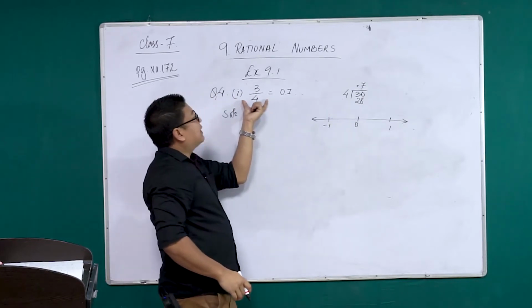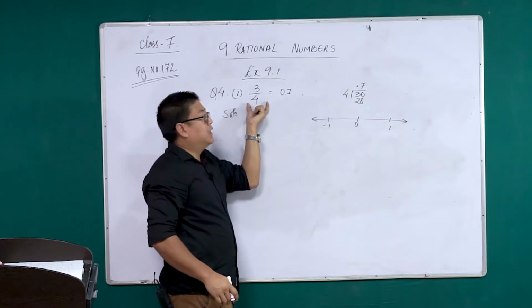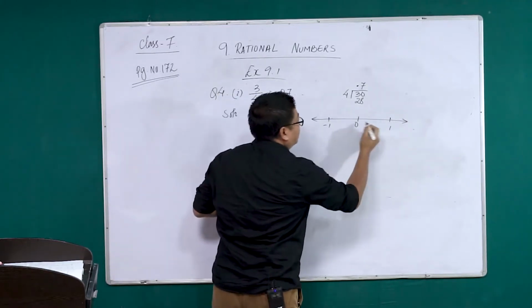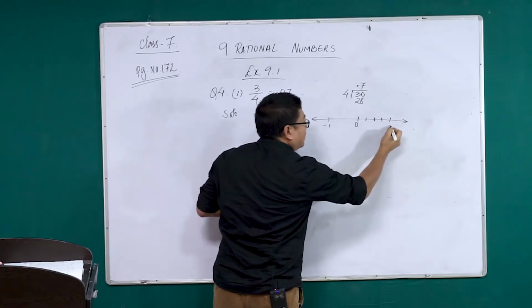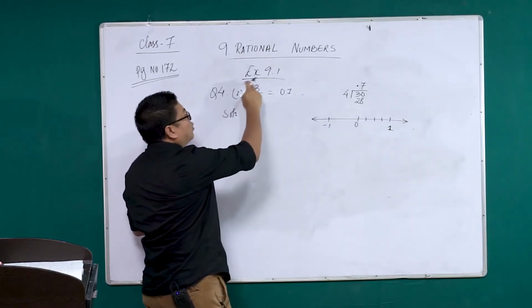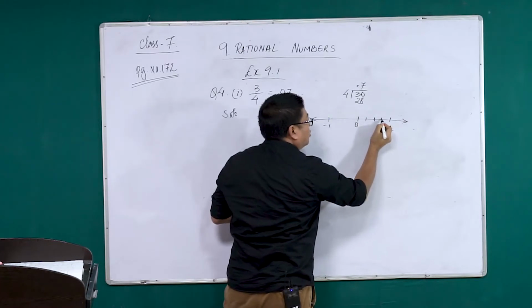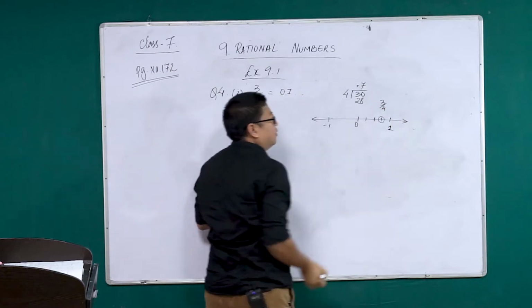Now, please look at this rational number, 3 by 4. We have 4 equal parts. The denominator always shows the equal parts, so we will divide this into 4 equal parts. 1, 2, 3, and 1 will be your 4. Now here, the top is 3. So we will start counting 1, 2, 3. This will be your 3 by 4.